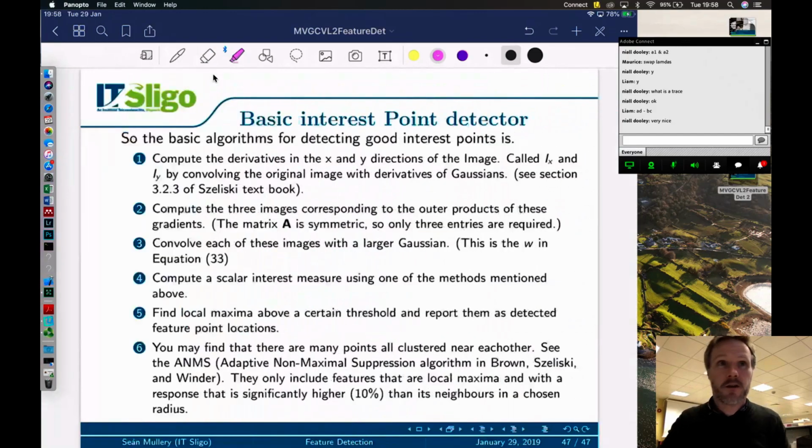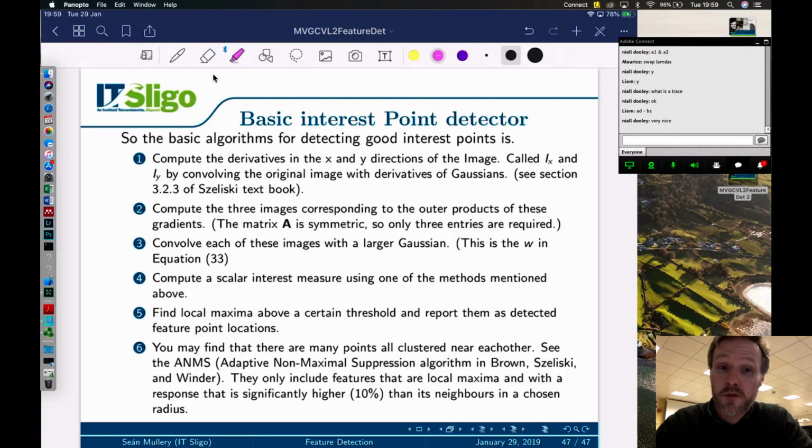So here's the full layout of a basic interest point detector as to how we would do it. So compute the derivatives in the x and the y directions of the image, and we call these ix and iy, by convolving the original image with derivatives of Gaussians. And you can see section 3.2.3 in Szeliski's textbook for doing that. So that's the first thing we do.